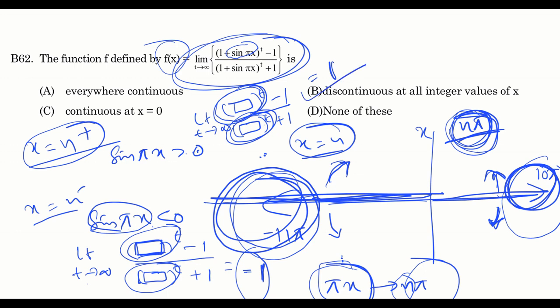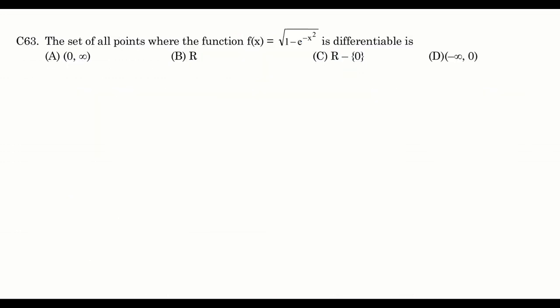Therefore, the answer is option B. Now for this problem, let's first look at the domain of the function. For this to be defined, I want the inside quantity to be greater than or equal to 0. 1 minus e power minus x square greater than or equal to 0 if and only if 1 is greater than or equal to e power minus x square.